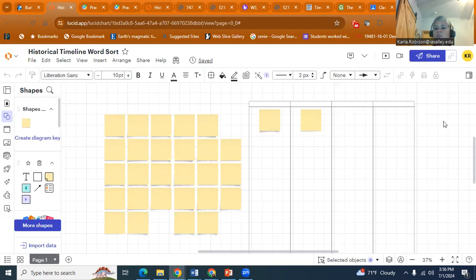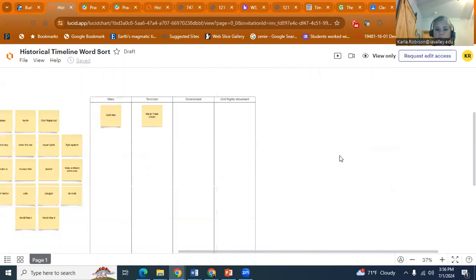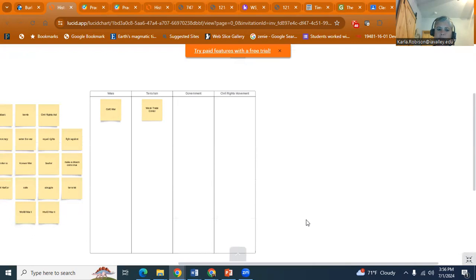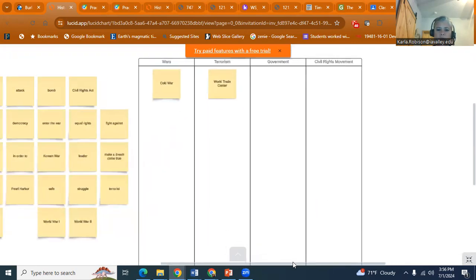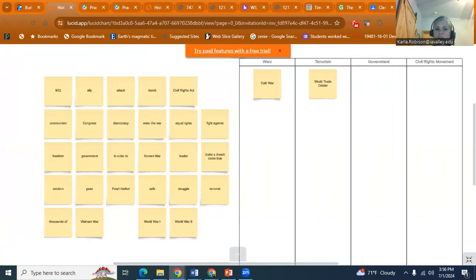What I want you to do is we're just going to do a word sort. If you click on the four arrows that go in all directions, it cleans up your page and gets rid of the menus. I apologize, I tried to make it bigger, but I was not very good.